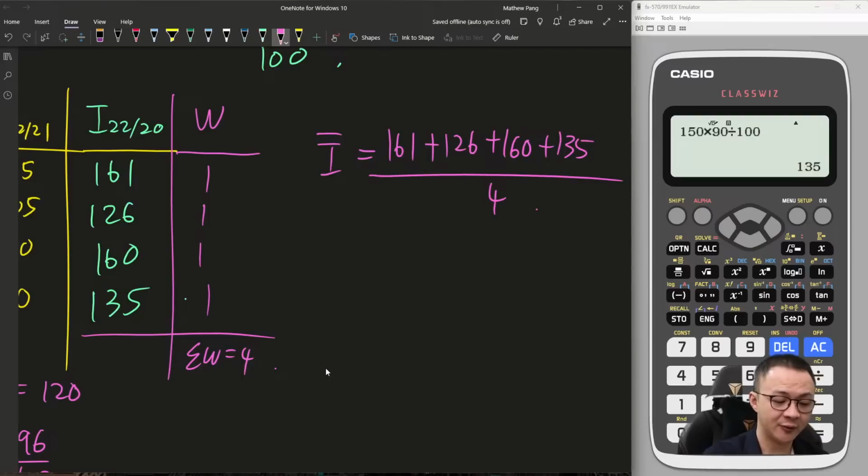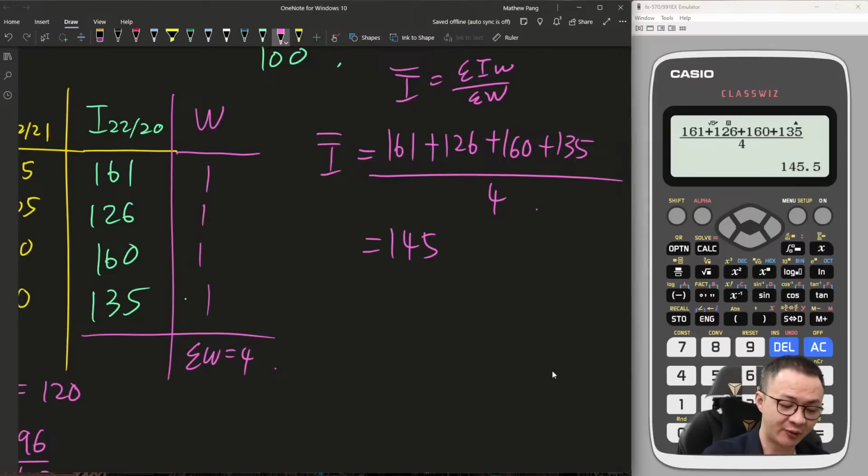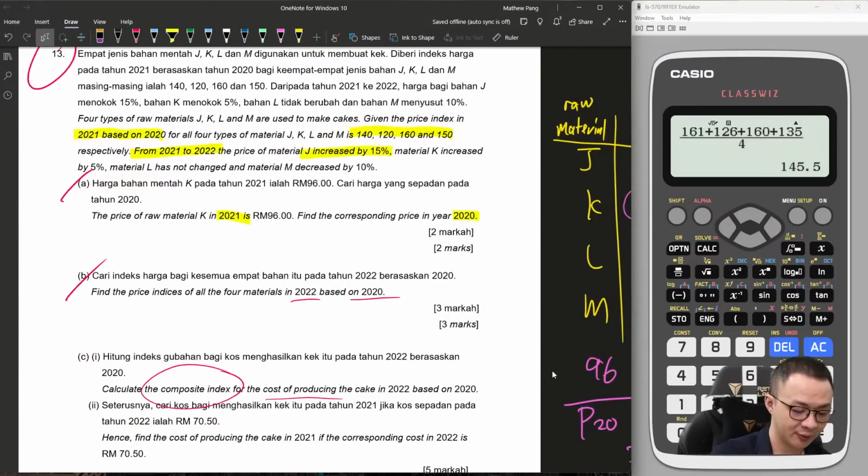divided by 4. The composite index formula is sum of index times weightage over sum of weightage. So 161 plus 126 plus 160 plus 135 over 4. Yep, got the composite index 145.5. Done. Okay, done with part 1.